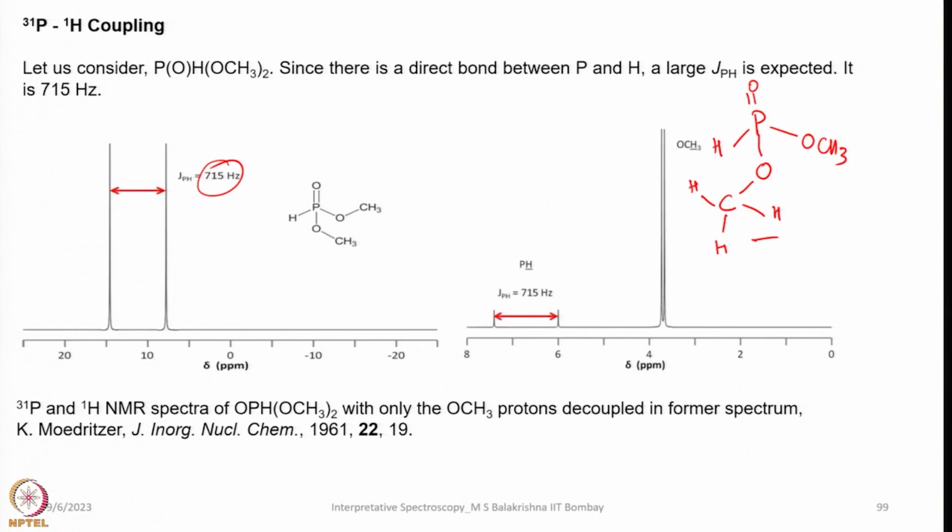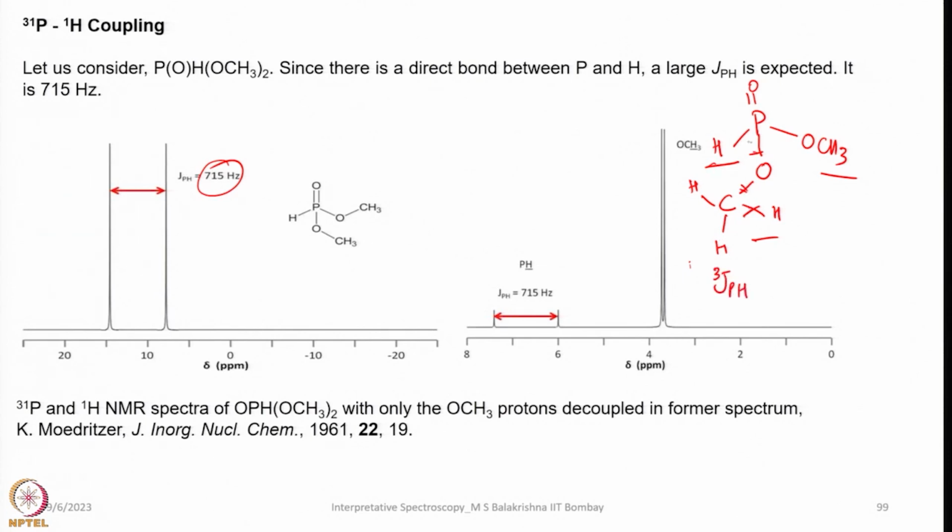And then when we look into 1H NMR, we have two different types of protons. One is H directly attached to phosphorus and another one is OCH3, and OCH3 is 1, 2, 3 bonds apart, so it can show a doublet with phosphorus. So this is the one. Here we can see 1, 2, 3 bond coupling is there, so 3JPH is observed in this case.